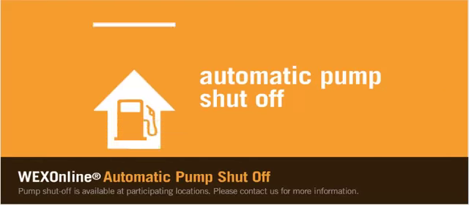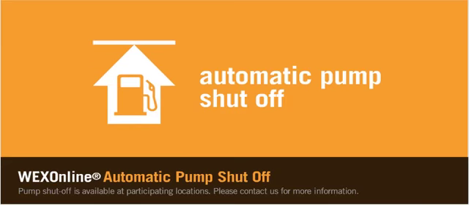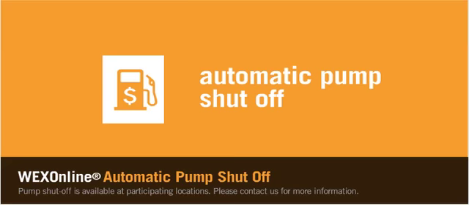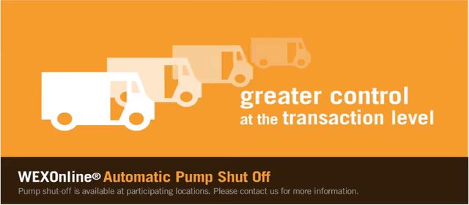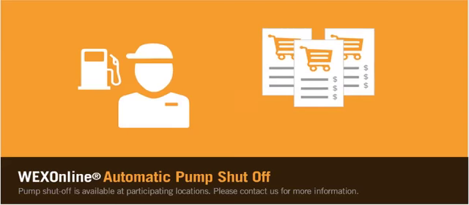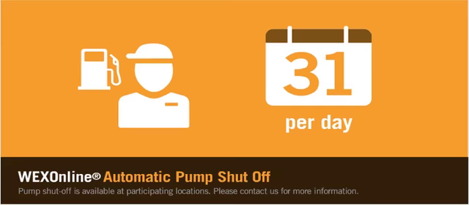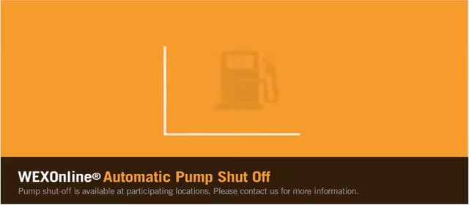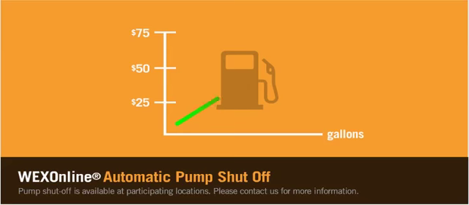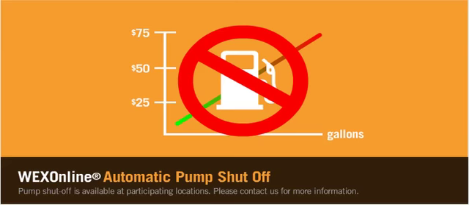The automatic pump shutoff feature helps enforce fuel budgets by giving you greater control over your fleet spend at the transaction level. Control how much a driver fuels per transaction, per day, or per week. That means you control purchase activity and can respond to changing budgets. For example, if you've set a fuel transaction limit of $75 and your driver attempts to fuel over that limit, the pump automatically shuts off.